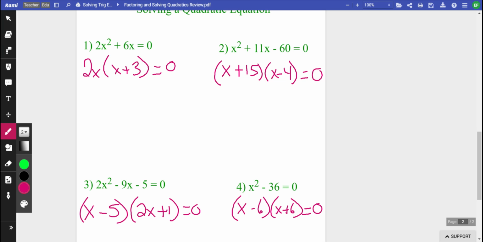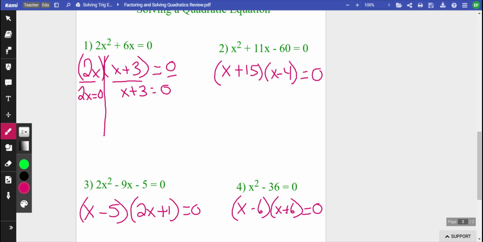So for the first step, I went ahead and factored each one of these equations, and then I'm going to apply what's called my zero product property, which means I'm going to set each one of the factors that I have equal to 0, because I know that 0 times anything is going to give me 0. So, like I said, 2x is equal to 0, and then x plus 3 is equal to 0.